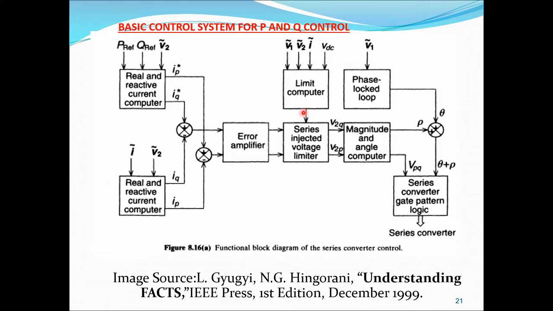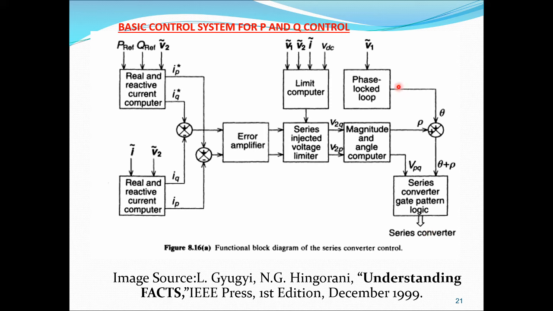For the limiting of this entire thing, I would like to give it all the reference values. For the second side, give all the references VDC, I, V1, V2. From that, make some component values. The series injected voltage here is V2; the 2 stands for second side. The active current component is P and the reactive current component is Q. The output here is magnitude and angle. These components are rectangular, and I would like to convert them into magnitude and angle, rho and V_PQ. I would like to synchronize all these components into the gate pattern logic, and from that give it to the series converter.